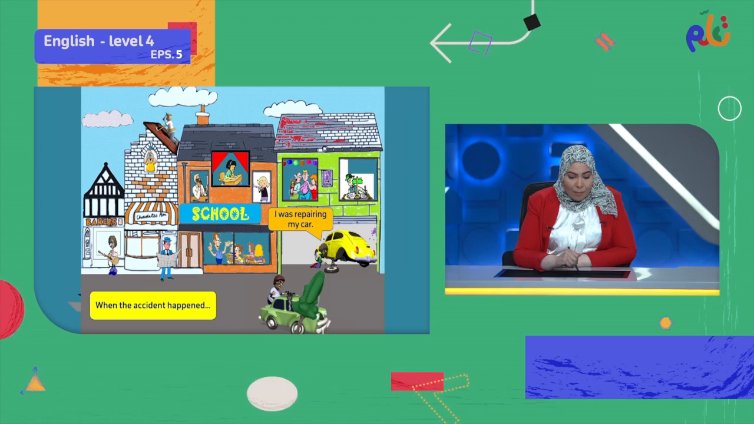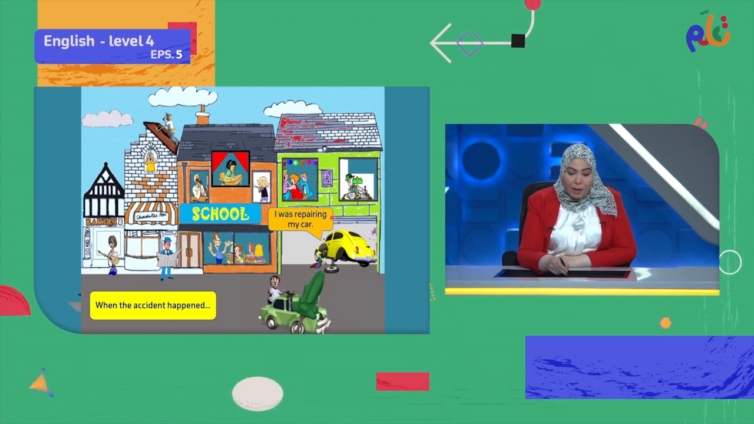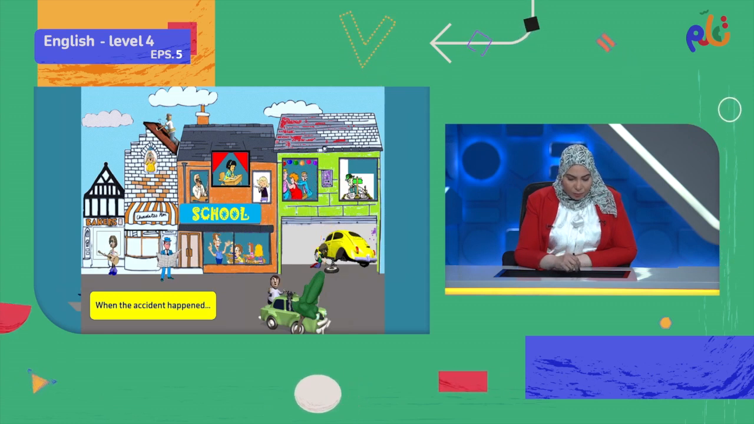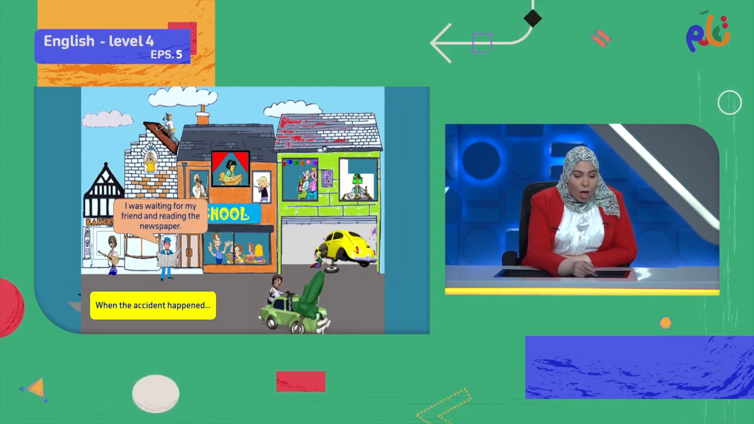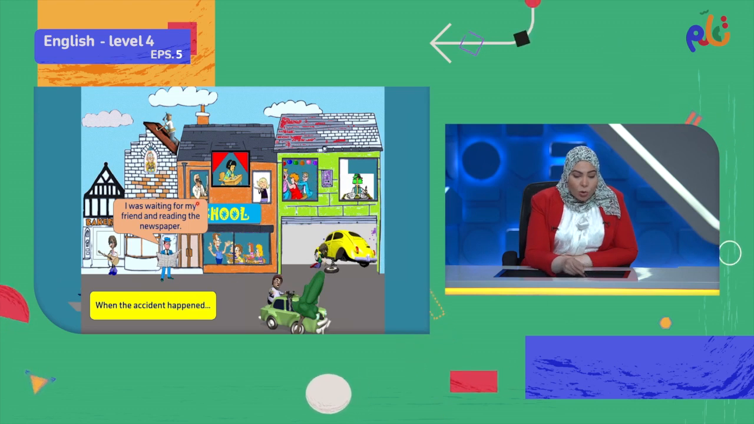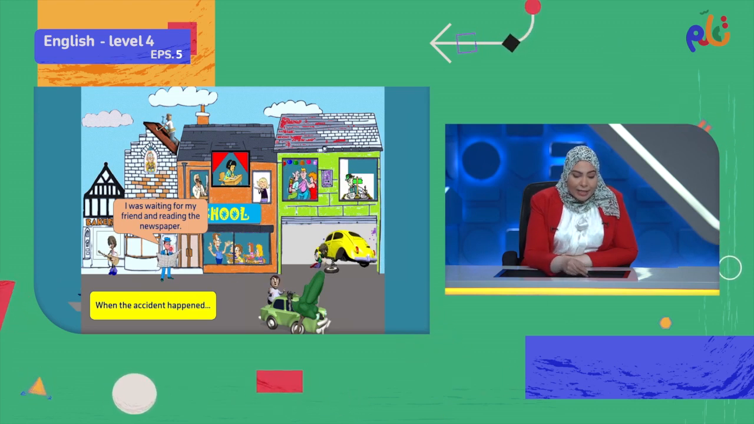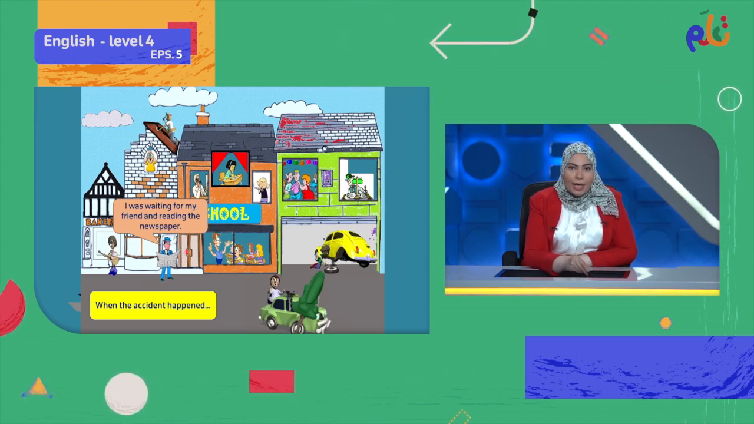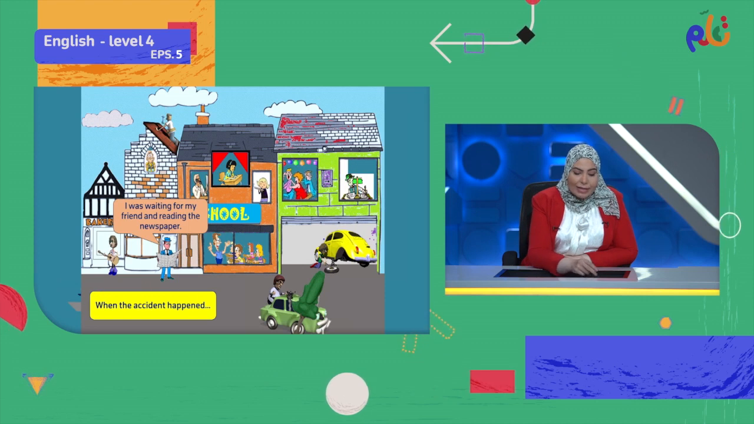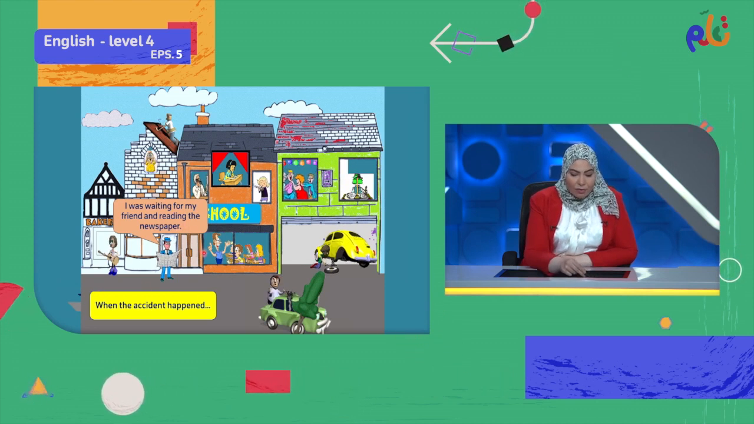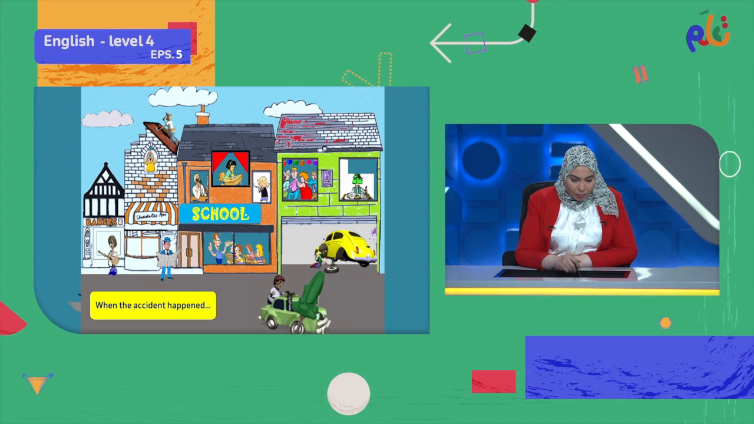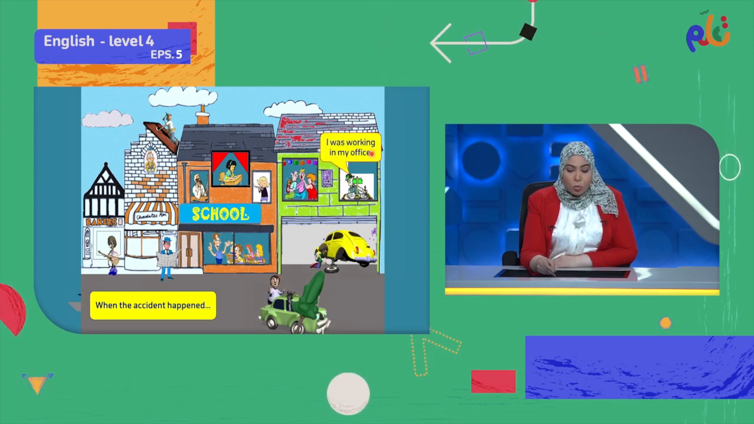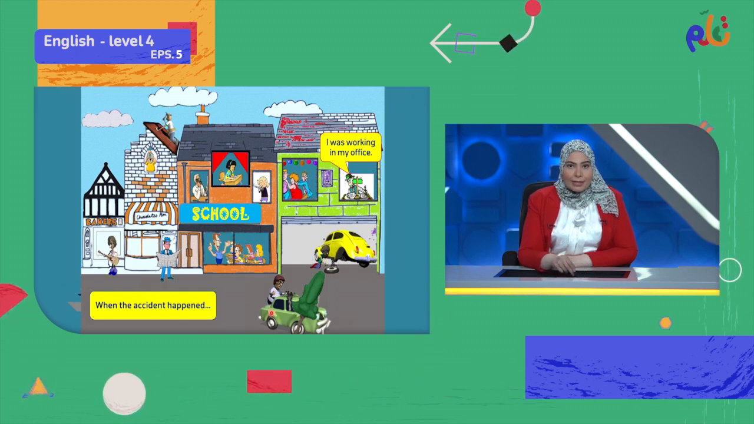And we have some other people who said, I was repairing my car when the accident happened. Or, when the accident happened, I was waiting for my friend and reading the newspaper. This is the gentleman in here. He's talking about what happened exactly. So when the accident happened, I was waiting for my friend and reading the newspaper. And another person would say, I was just working in my office when the accident happened.